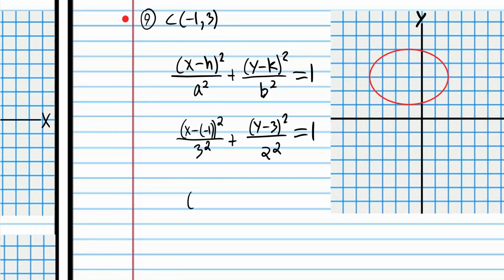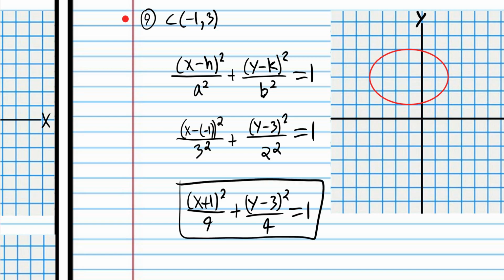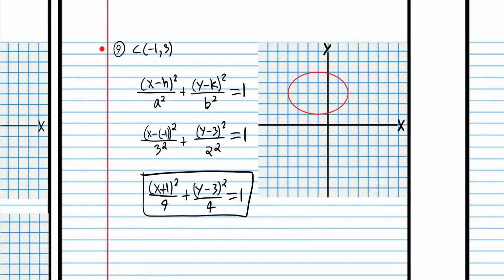Okay, so now we can simplify. So x plus 1 squared over 9 plus y minus 3 squared over 4 is equal to 1. And that is the equation. So notice that the bigger number, the orange, is bigger than the yellow. If the orange number below the x plus 1 squared is bigger than the yellow number under the y term, then that means that the longest axis, the major axis, is horizontal.